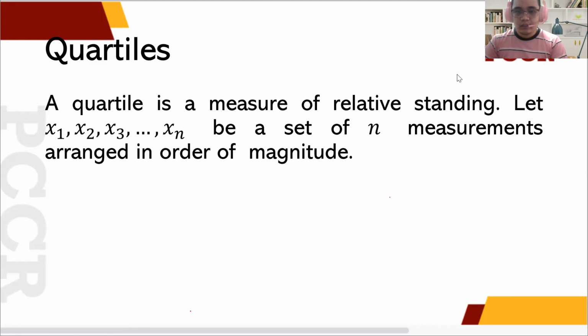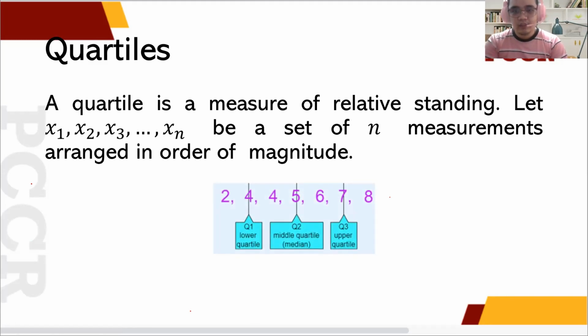So a quartile is a measure of relative standing. So let x sub 1, x sub 2, x sub 3 up to x sub n be a set of n measurements arranged in order of magnitude. So pag sinabing quartile, naka-arrange muna yung data in increasing order from lowest to highest. Tapos yung quartile basically, yun yung humahati sa set of data mo into 4 equal groups.